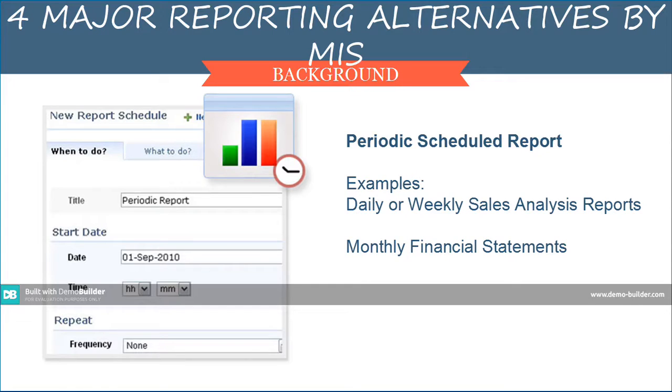Now, I'll be tackling the four major reporting alternatives by MIS. First is the periodic scheduled report, which is a pre-specified format designed to provide managers with information on a regular basis. Examples of which are daily or weekly sales analysis and monthly financial statements.